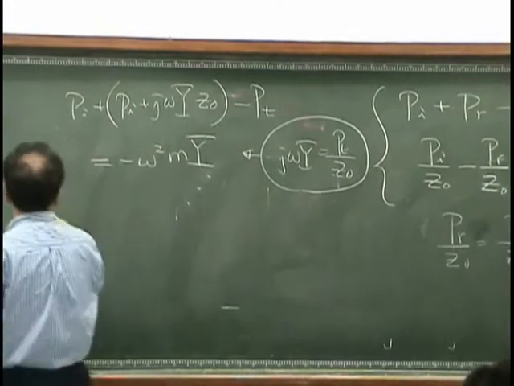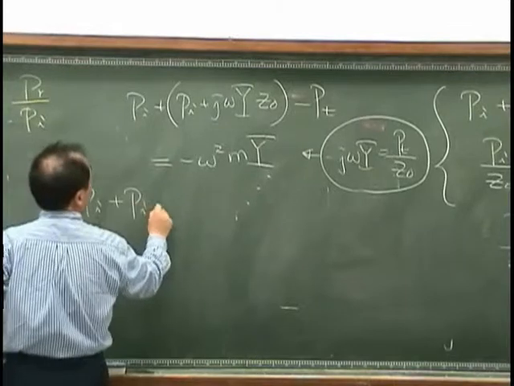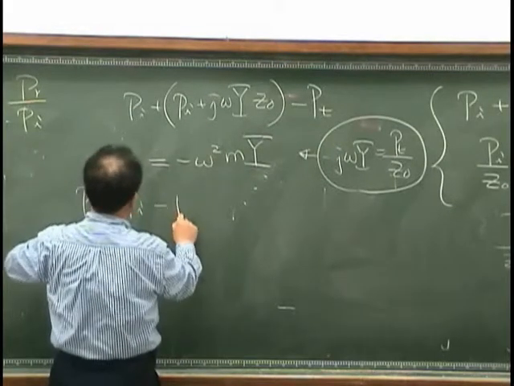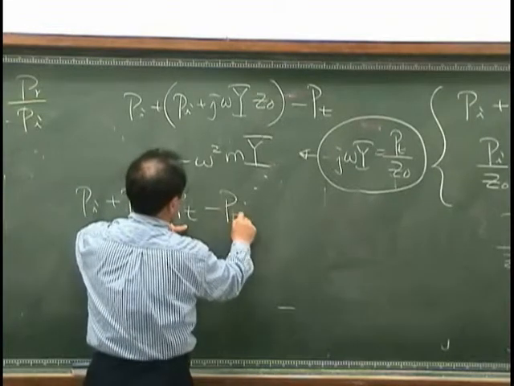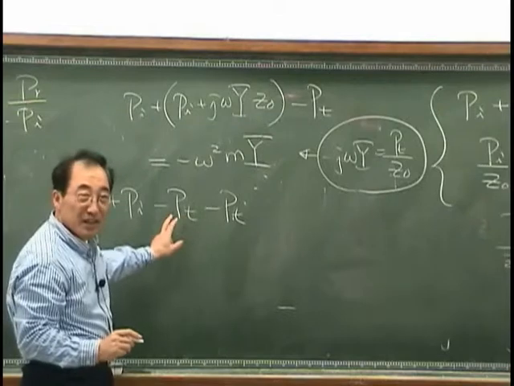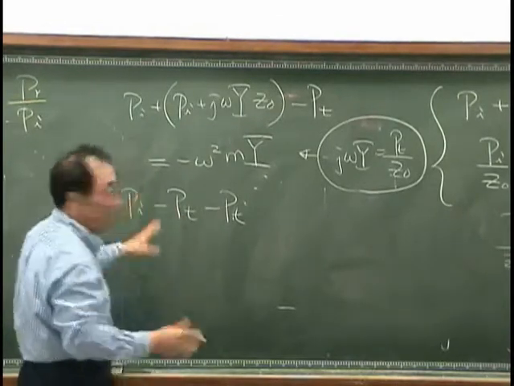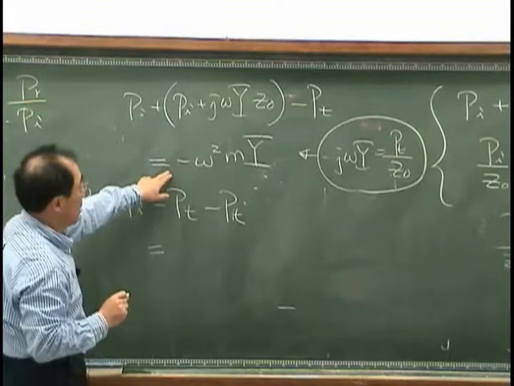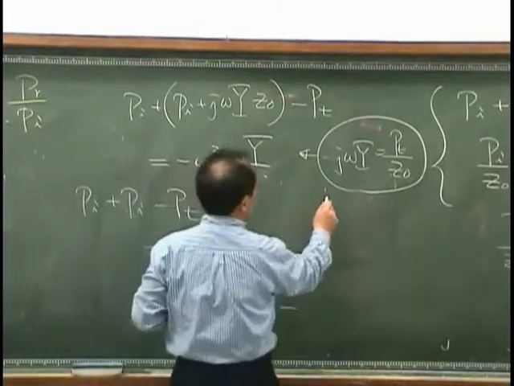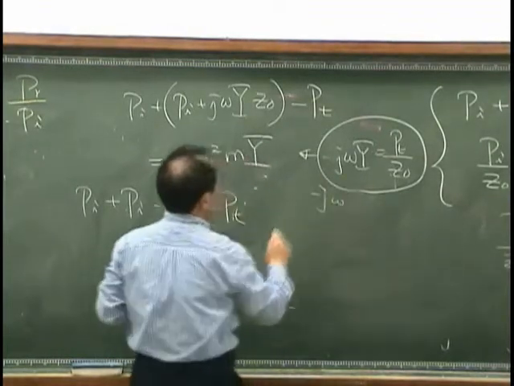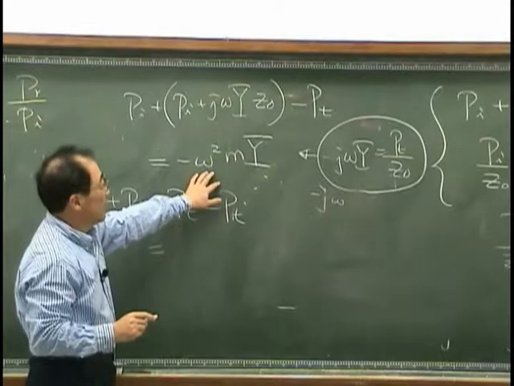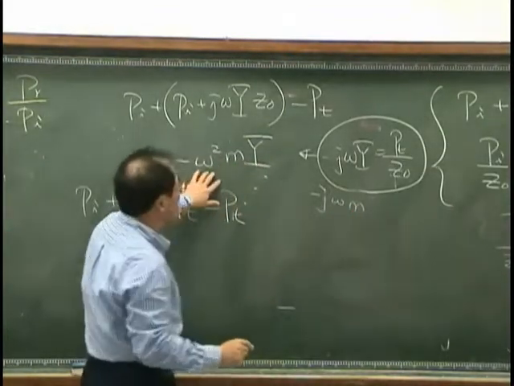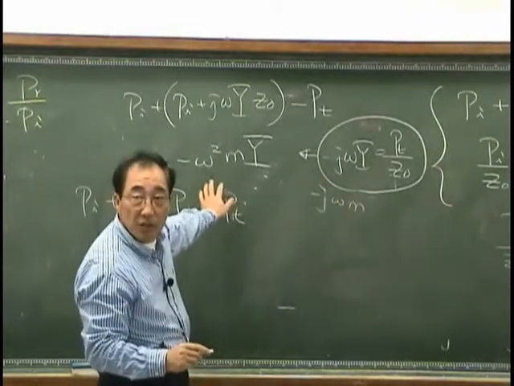Then I could say PI plus PI, and that is j omega Y Z0, that is minus PT, minus PT. Oh, minus minus, it's okay, because if that is plus, then I have nothing on PT, so that's not cool. And that is equal to, now, what is this? That means I have to multiply minus j omega over here, then I will have this, j omega M. If I multiply j omega M over here, I will have this.